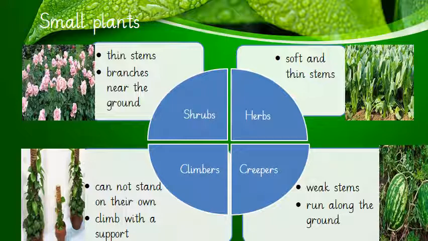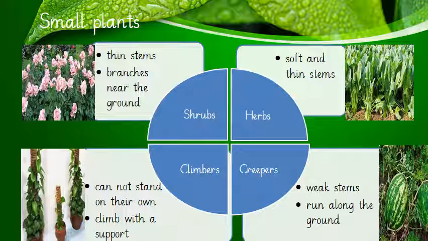Next come herbs. Herbs have soft and thin stems, and the examples are spinach and mint. Next are the climbers. Climbers cannot stand on their own, but they climb with the support of a stick, of a wall, or of any other plant. Common examples of climbers are money plant or grapevine.